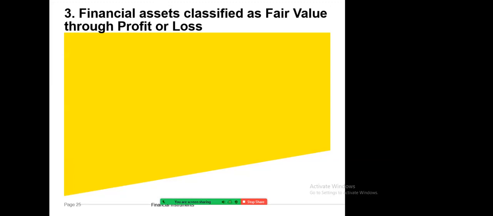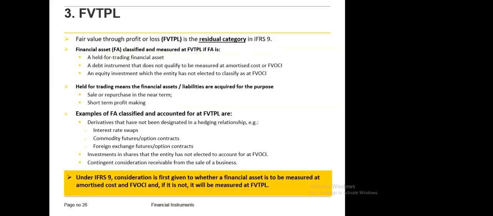Moving on to the financial assets classified as FVTPL. This is one of the residual categories of classification of financial assets. It says that fair value through profit and loss is the residual category in IFRS 9. A financial asset is classified and measured at FVTPL if it is held for trading, a debt instrument that does not classify at amortized cost or FVOCI, or an equity instrument which is not elected to classify as FVOCI, then it will be covered under FVTPL.